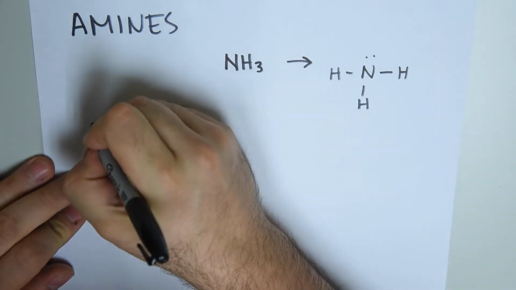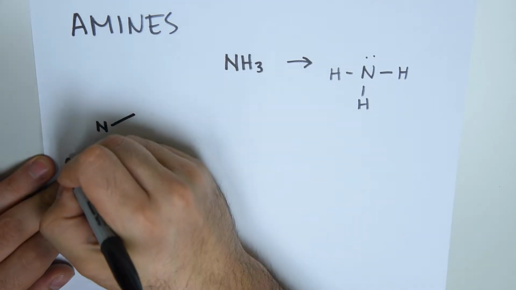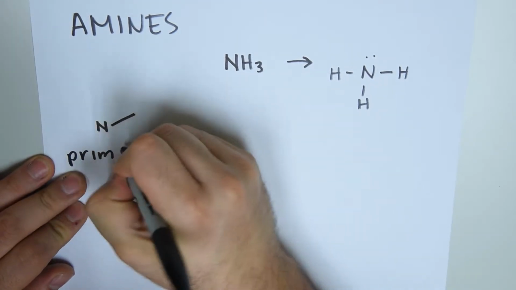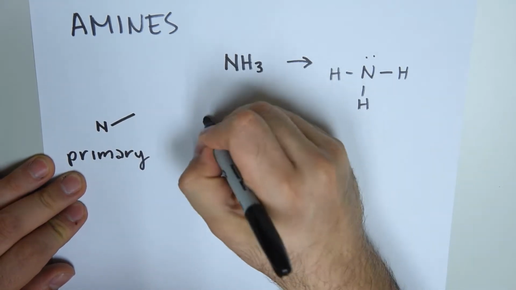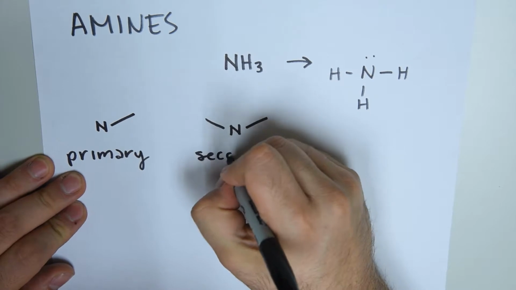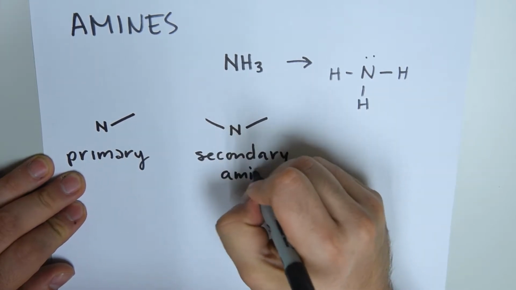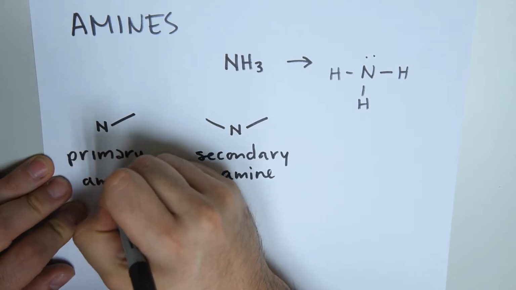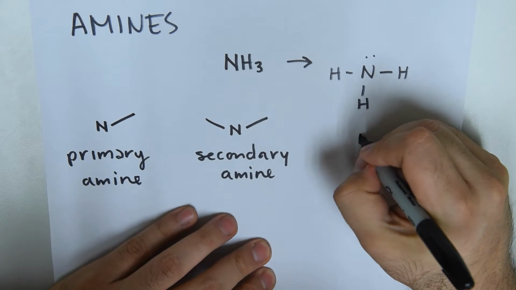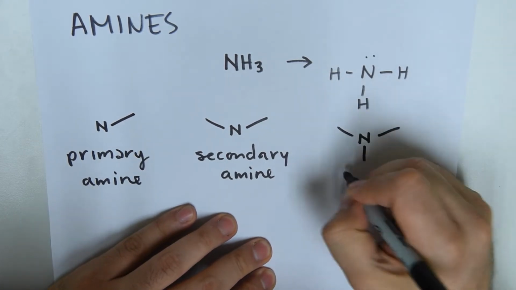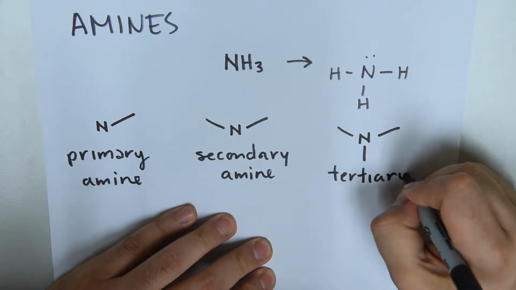What happens when we substitute one of the hydrogen atoms? We have a primary amine because we only have one substitution. If we substitute 2 of them, we're going to have a secondary amine. Amine, I'm going to draw amine here as well. And if we substitute all 3 hydrogen atoms, we're going to get a tertiary amine. Tertiary amine.